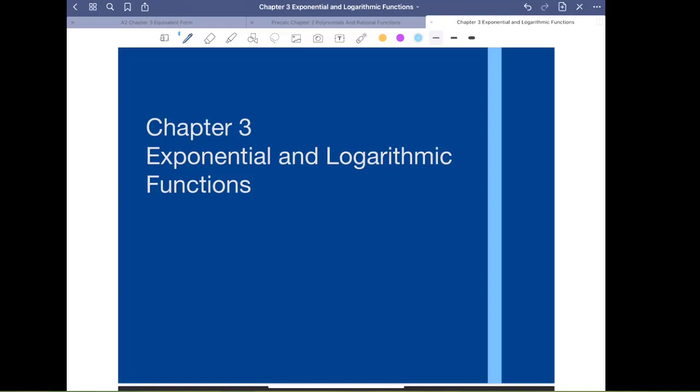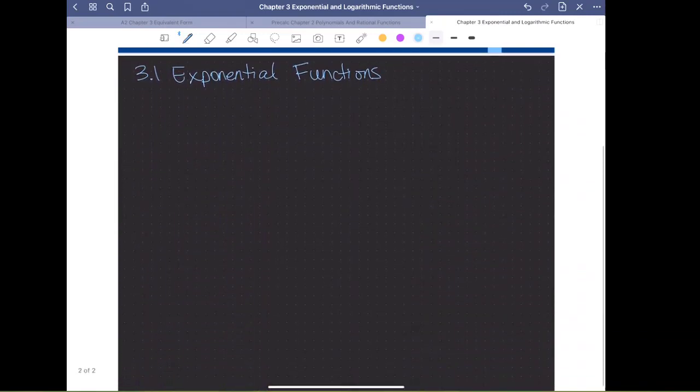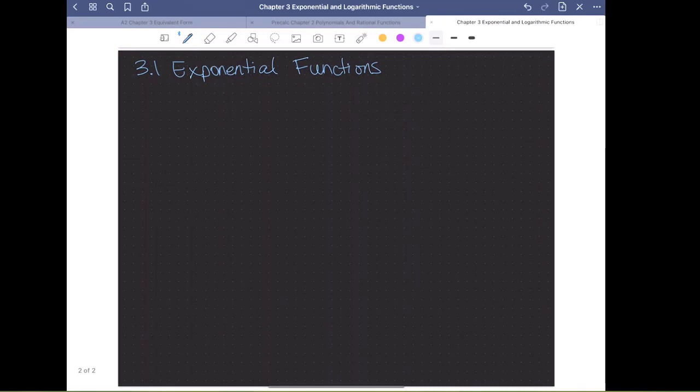So chapter 3 is those exponential and logarithmic functions that we've kind of seen a little bit about. So today for section 3.1, it's exponential functions. We're just going to go through writing out a definition of an exponential function, do some examples of them, do a little graph, and then talk about translation.